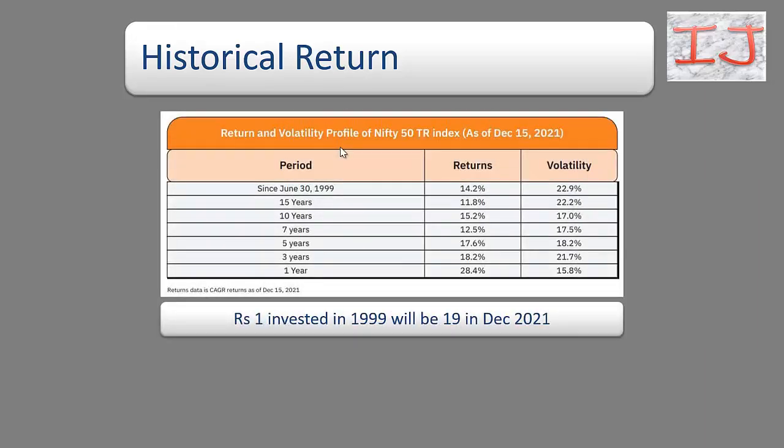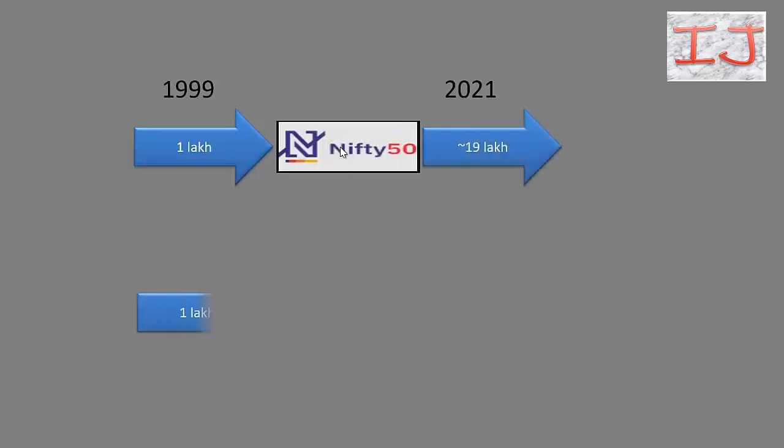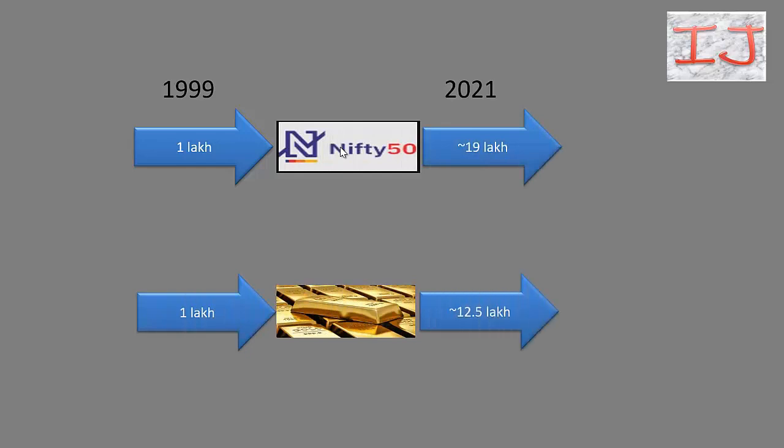Since 30th June 1999, the Nifty 50 index fund has given annualized returns of 14.2% CAGR. To put things into perspective, 1 lakh rupees invested in Nifty 50 on 30th June 1999 will be around 19 lakh rupees in 2021, that is 19 times in 22 years. To illustrate further, if one invests the same amount in gold at the same time for the same duration, he will have 34% less value.